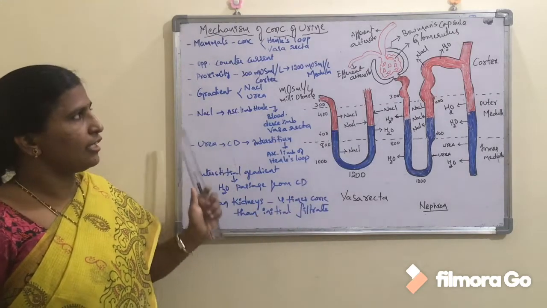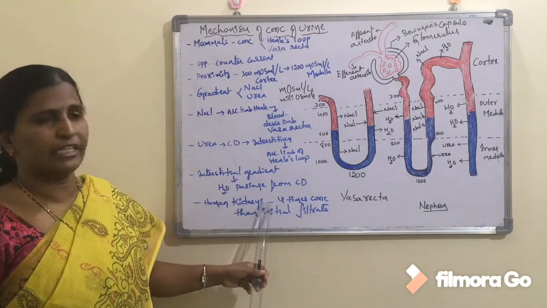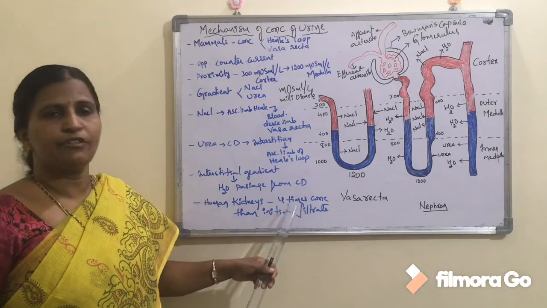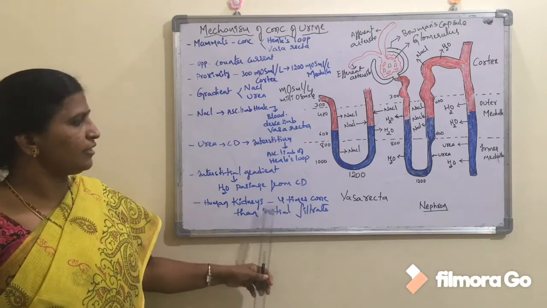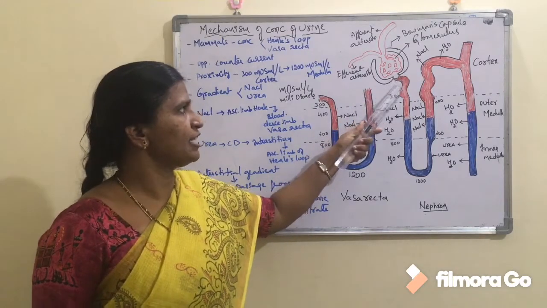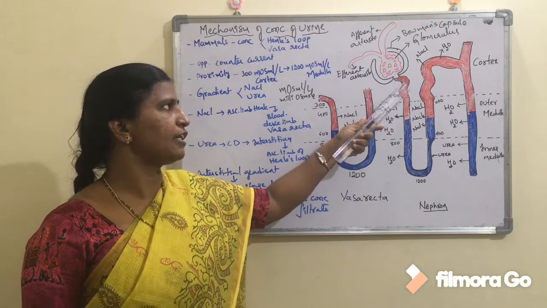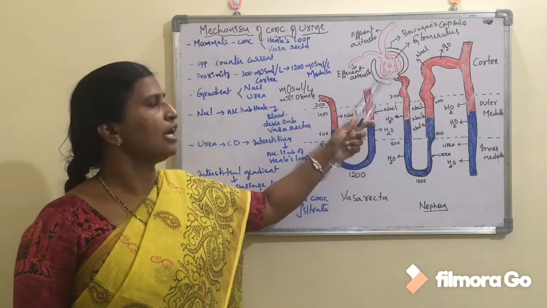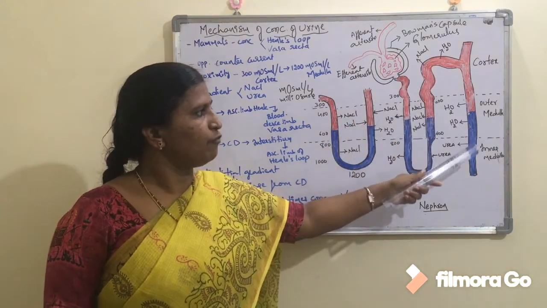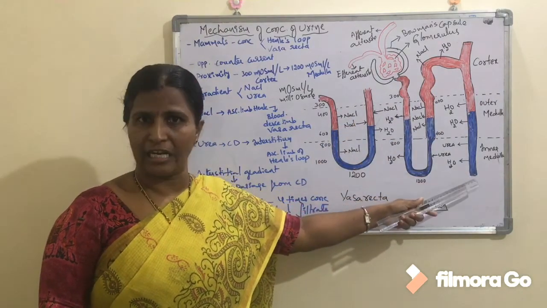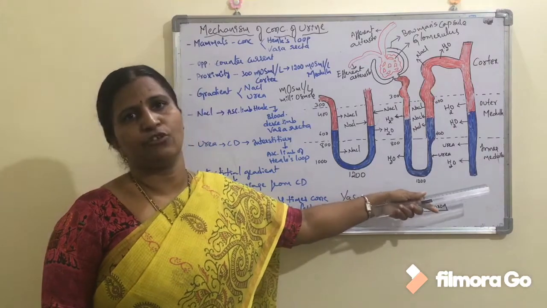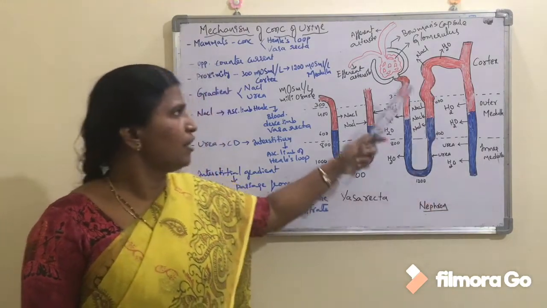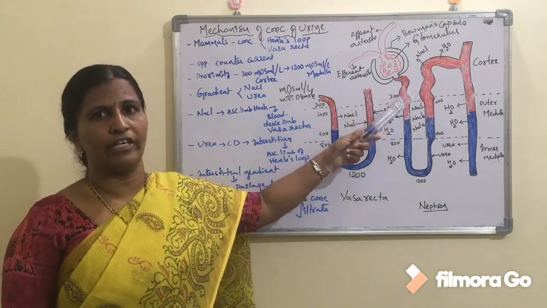In human kidneys, the urine is concentrated 4 times compared to the initial filtrate. Initial filtrate means the renal filtrate which comes out of the Bowman's capsule into the tubule, and at the end of the collecting duct the excreted urine will be 4 times more concentrated than the initial fluid.